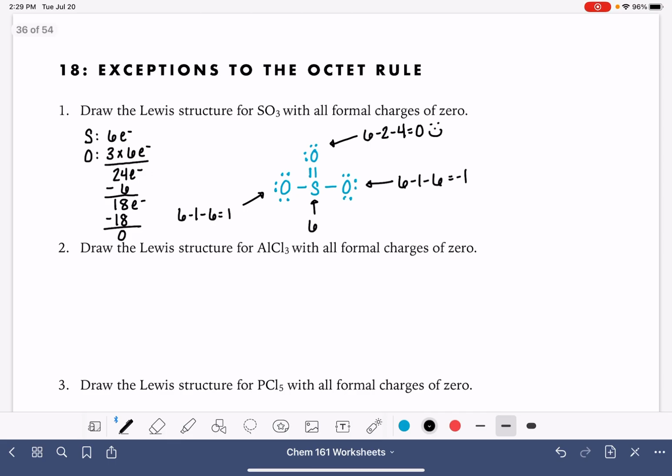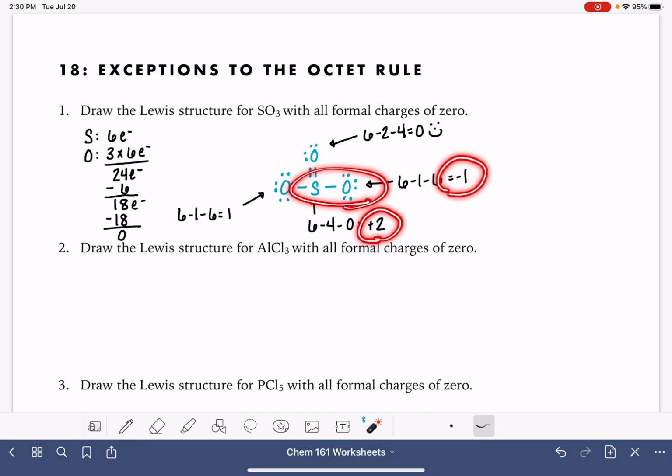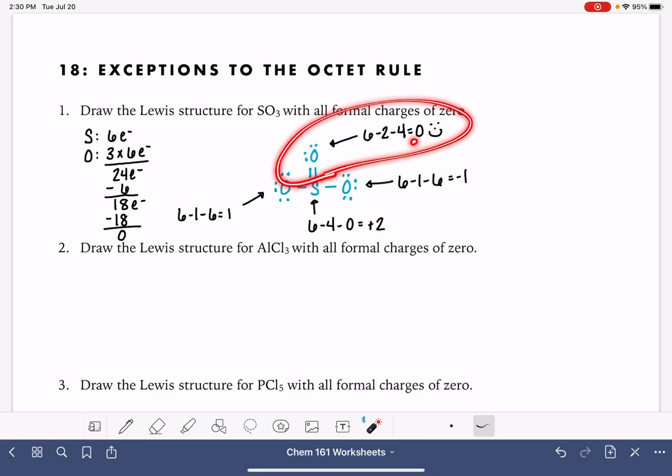Our sulfur is now 6 valence electrons, 4 bonds, 0 non-bonding electrons, a formal charge of +2. So it's still not looking good. That formal charge is still pretty high. So let's work on it some more. Let's take some electrons from a negatively charged atom and use those electrons to make a double bond with a positively charged atom. Let's focus right here. We don't want to mess with this oxygen atom anymore because it's perfect.